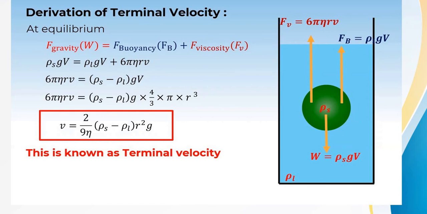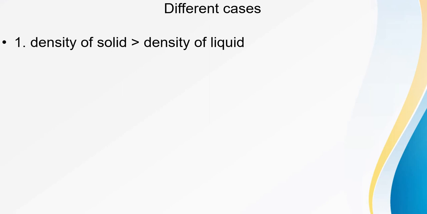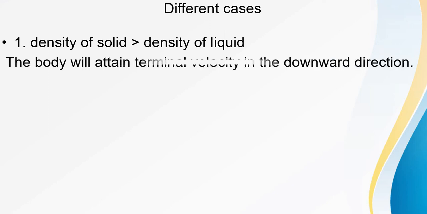Now we will discuss the different cases of terminal velocity. The first case is when the density of the solid is greater than the density of the liquid. In this case the terminal velocity will be positive, which means the object will be falling down.